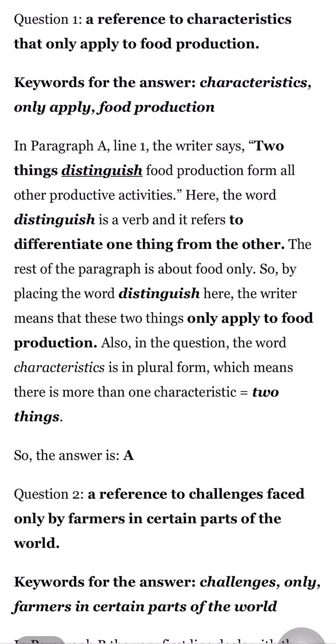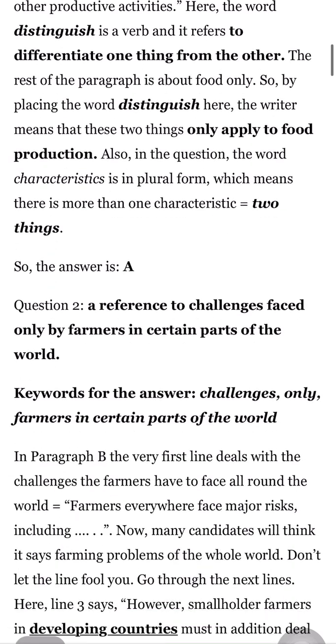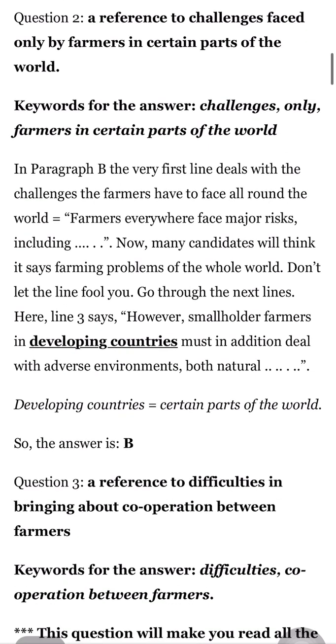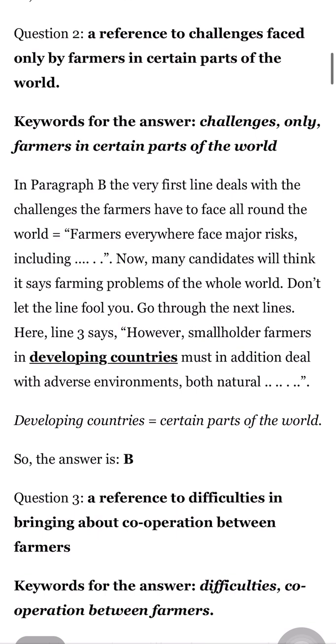Question 2. A reference to challenges faced only by farmers in certain parts of the world. Keywords for the answer: challenges only farmers in certain parts of the world. In paragraph B, the very first line deals with the challenges the farmers have to face all around the world equals farmers everywhere face major risks, including.